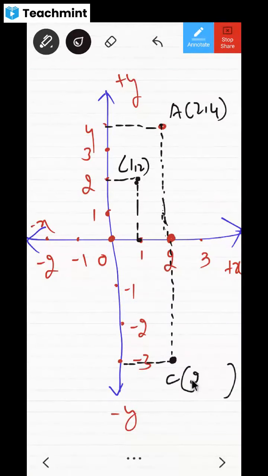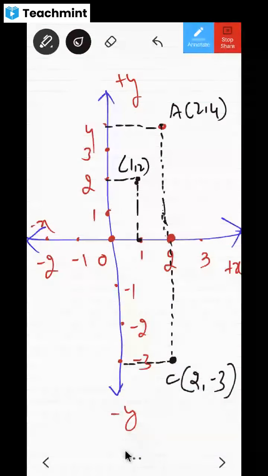It is 2. Then afterwards, on the y-axis from the origin, how much distant is it? Look at this, -3, everywhere it is -3. So it becomes (2, -3). Understood?